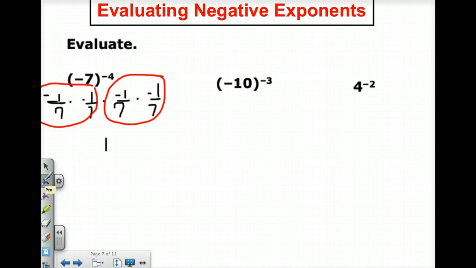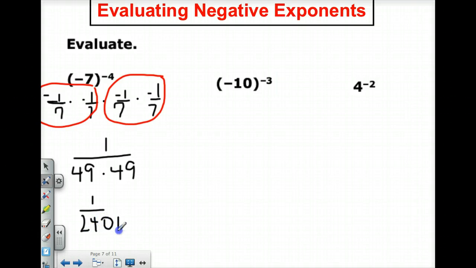Go ahead and multiply just their denominators together. 7 times 7 you know is 49, and 7 times 7 again is 49. Now, hopefully you have that calculator out. Multiply those two numbers together, and your final answer is going to be 1/2401. Final answer.